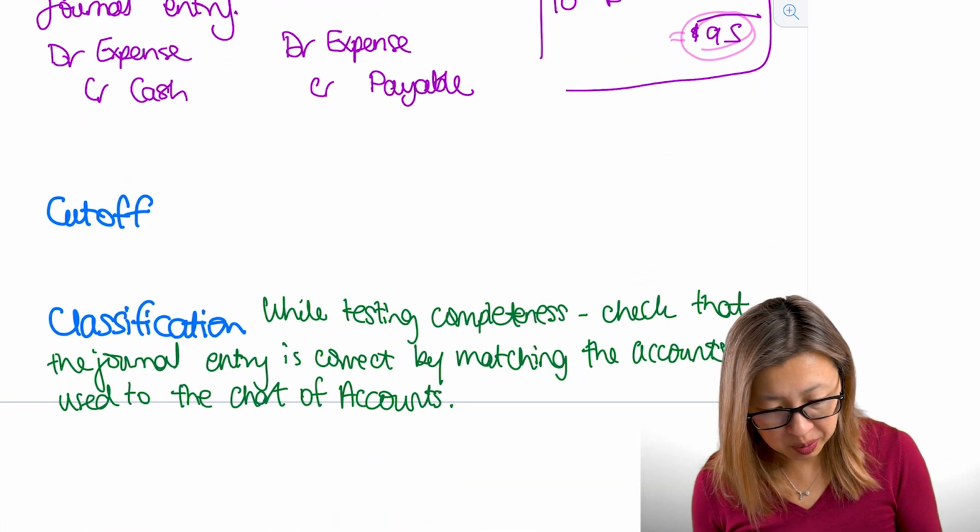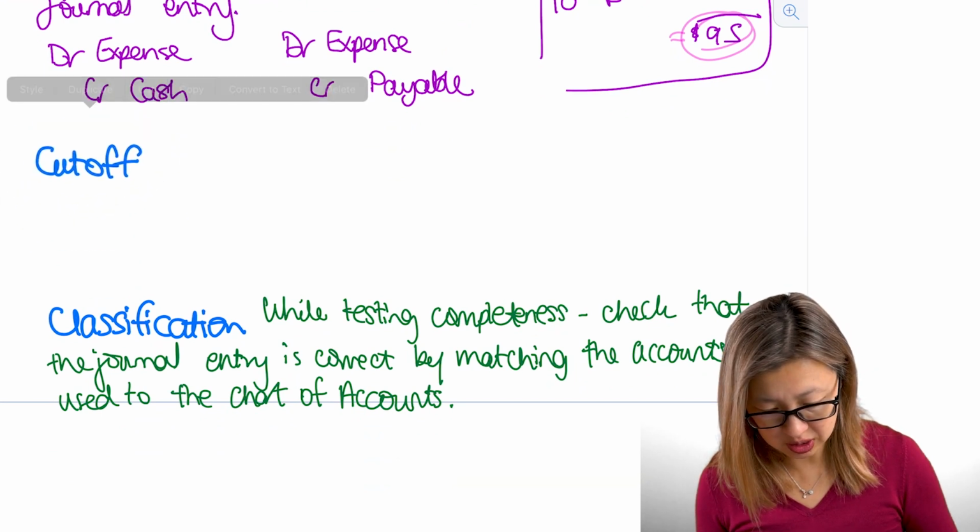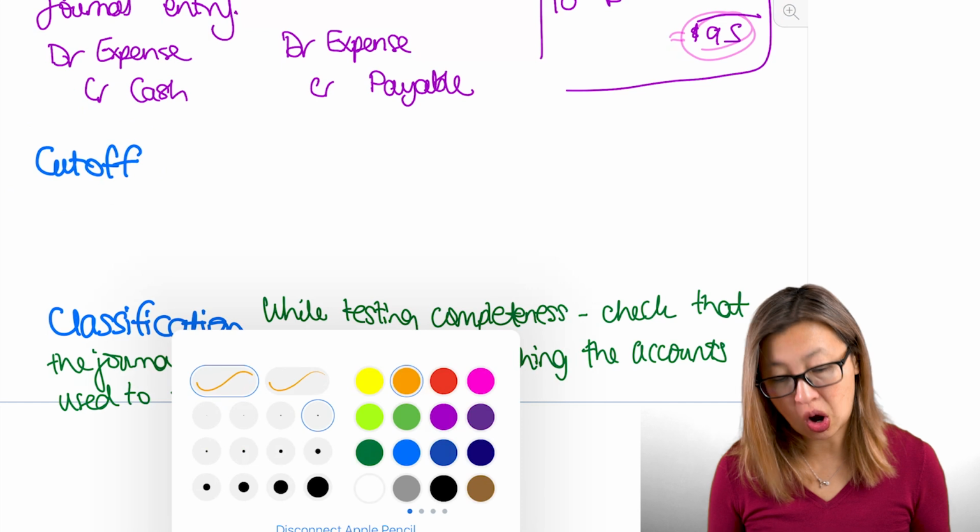Now, the last one that we've got here is cutoff. Let me do this in a different color so that it's really clear. Let's use orange here.